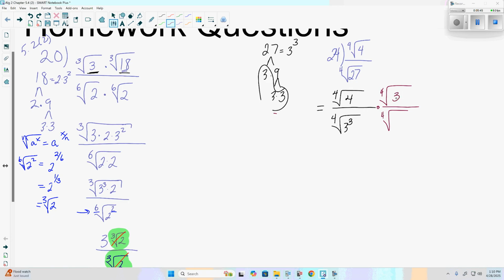Thank you. All right, let's focus in, guys. What we're trying to do here is to get the radicals out of the bottom of the fraction. So the one we have, the fourth root of 27, is the same as the fourth root of 3 cubed.